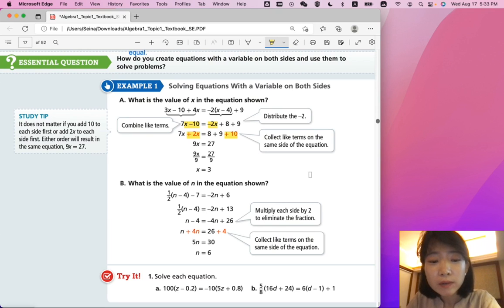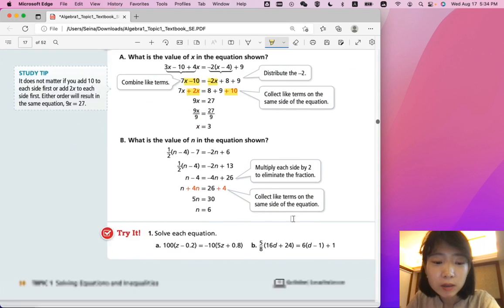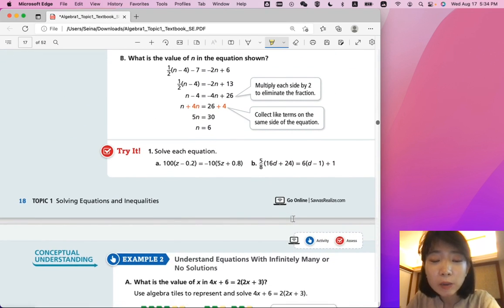Part B, what is the value of n in the equation shown? When your variable is n, it works the same way. Make sure you use the distributive property to solve for the parentheses and combine the like terms in order to figure out your variable. Now it's your turn. Try number 1, solve its equation. Please solve parts A and B, pause the video and solve it. Come back when you're ready for answers.